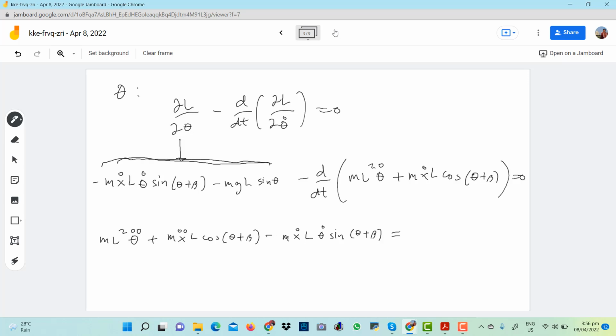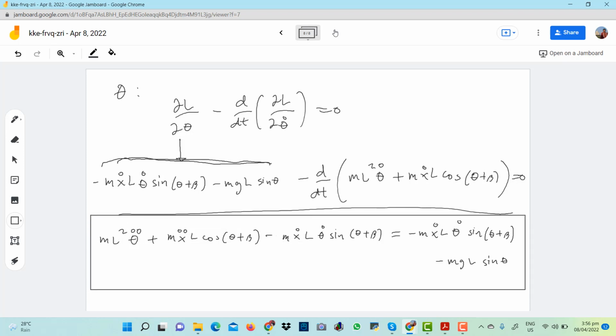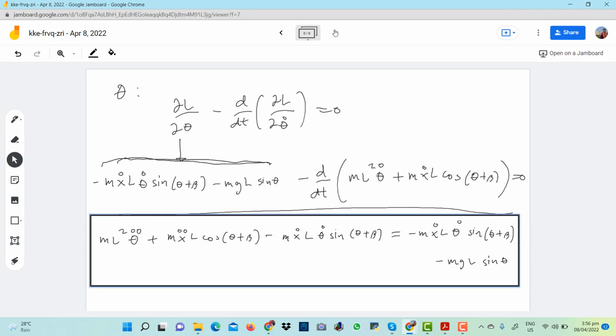I transpose this, and it stays minus, so it is like I transposed only this one. So we have minus mx dot l theta dot sine of theta plus theta minus mgl sine of theta. So this will be my equation of motion in terms of theta. This shows the coupling, with theta dot, x double dot and the velocities, which is equal to this one.